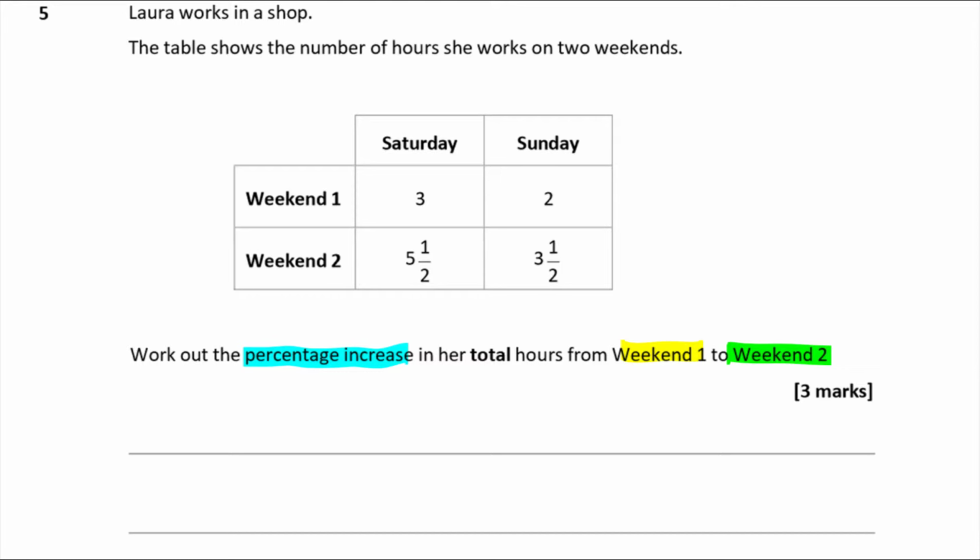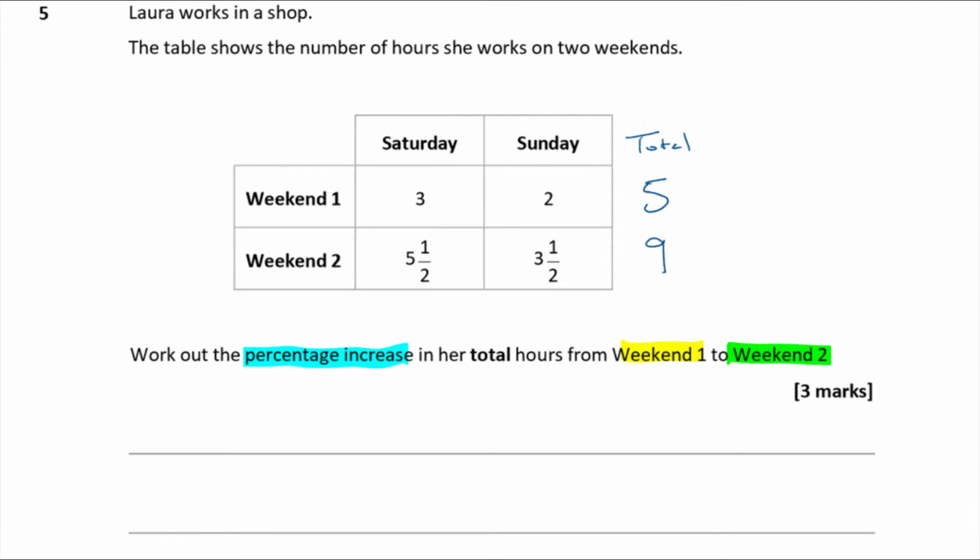Okay, so let's work out the total hours for weekend 1 and weekend 2 first. So we need a total. Okay, so I'm just going to add an extra column on the end of my table here. So for weekend 1, Laura worked 3 hours and 2 hours, so that's 5 hours altogether. And then for weekend 2, it's 5.5 and 3.5. That adds up to 9 hours, isn't it?